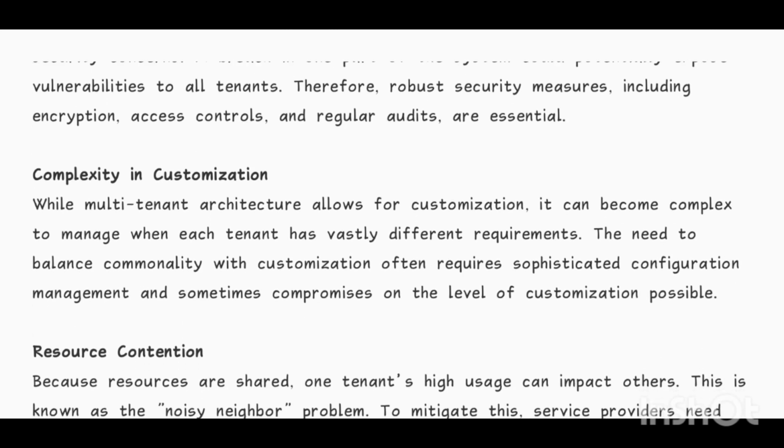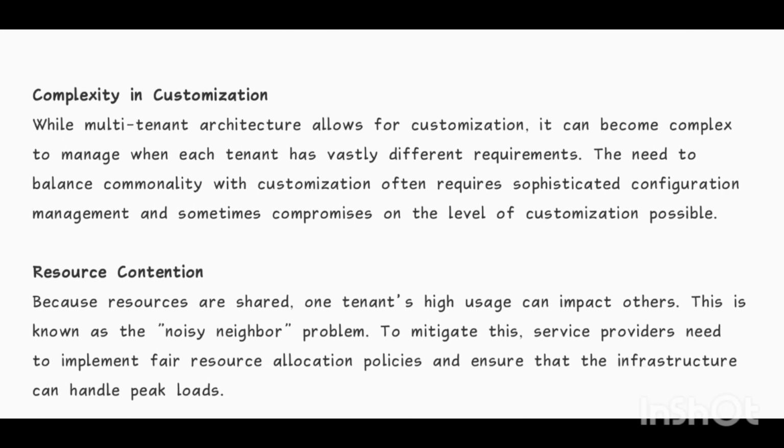Complexity and customization. While multi-tenant architecture allows for customization, it can become complex to manage when each tenant has vastly different requirements. The need to balance commonality with customization often requires sophisticated configuration management and sometimes compromises on the level of customization possible.